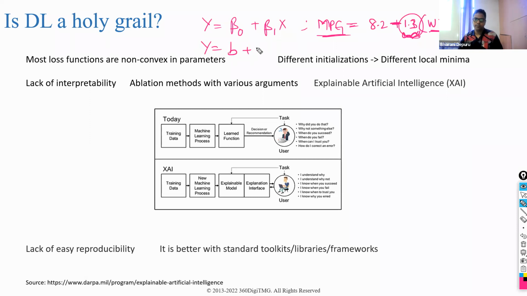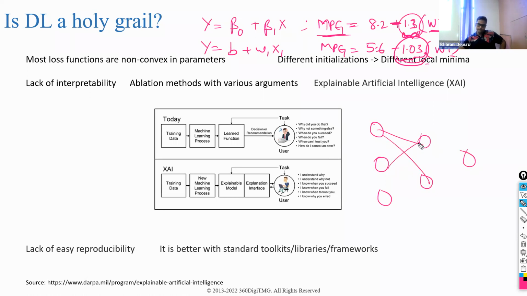Whereas in a neural network, you're predicting mileage, and then you got some 0.6 minus 1.03 into weight. This value has no meaning. There is no interpretation there. And also, what patterns your hidden layer is going to learn is unknown, a black box. So you will not have interpretability.